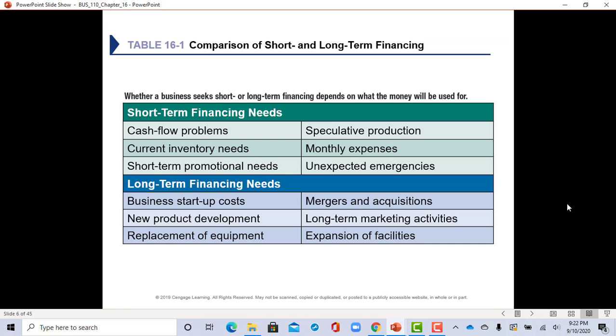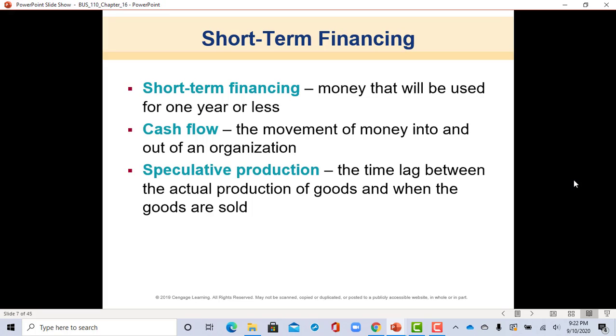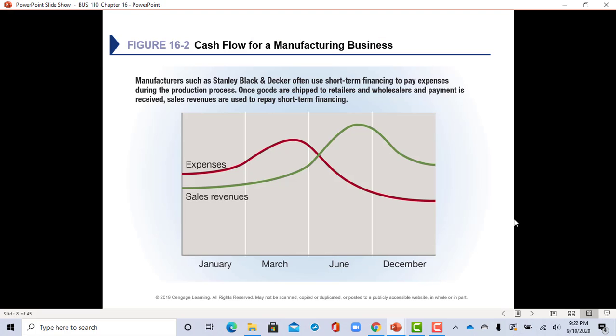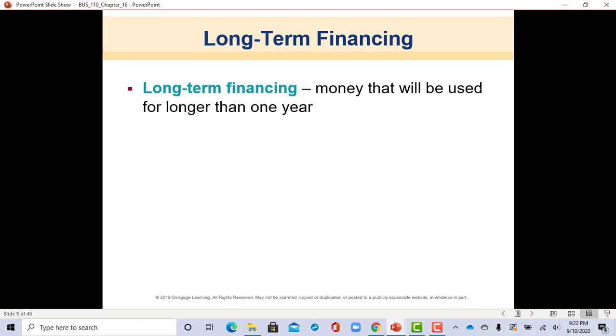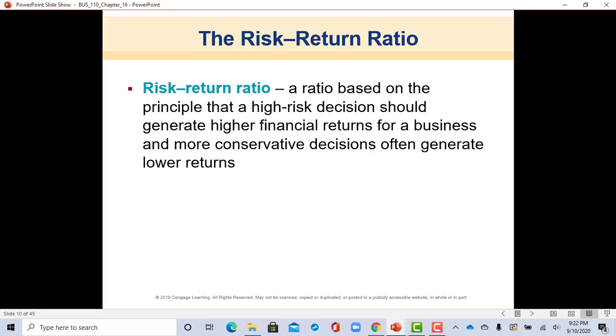Here's a comparison of short and long-term financing, and we'll be talking about those. Money is needed both to start a business and to keep it going. Here's a visual showing the cash flow for a manufacturing business. The amounts of long-term financing needed by large firms can seem almost unreal. As for the risk-return ratio, the higher the risk, the higher the chance for reward.